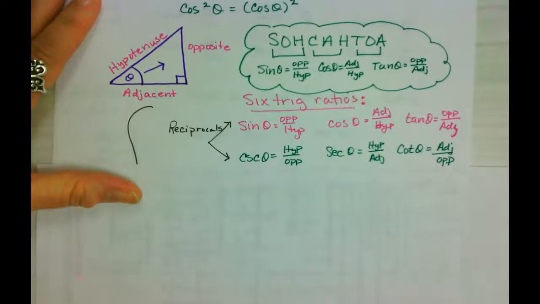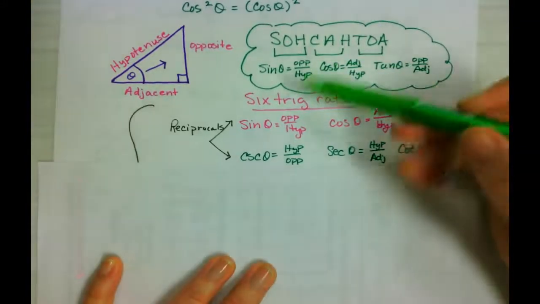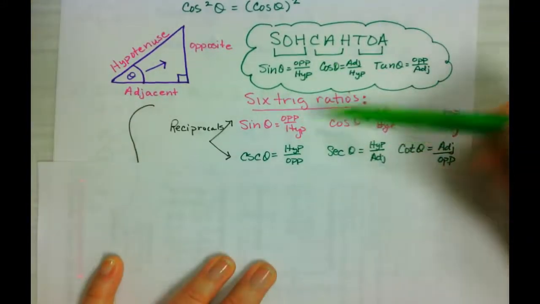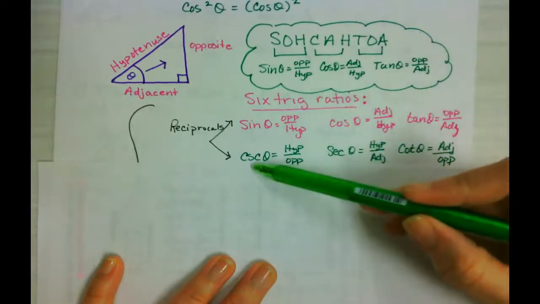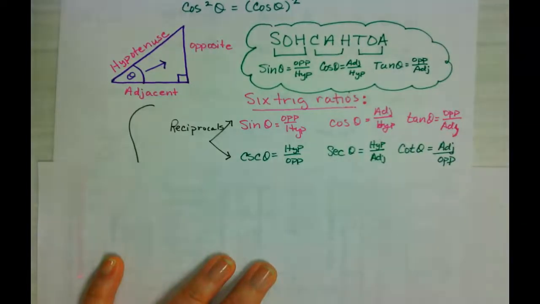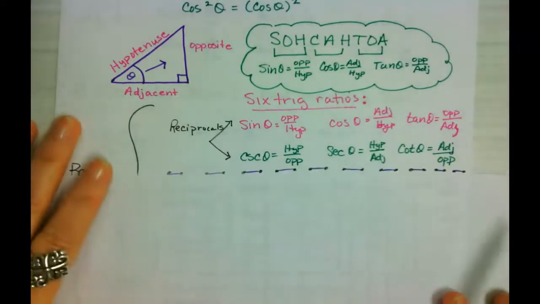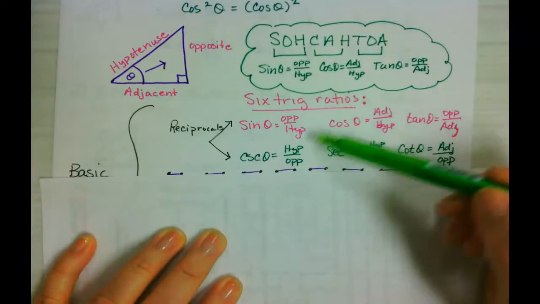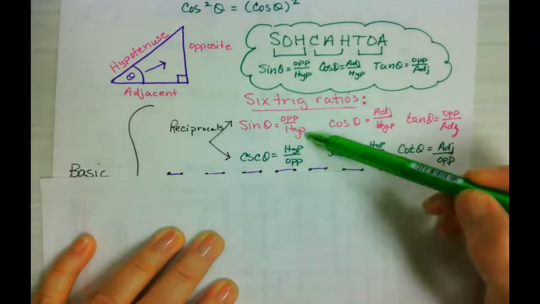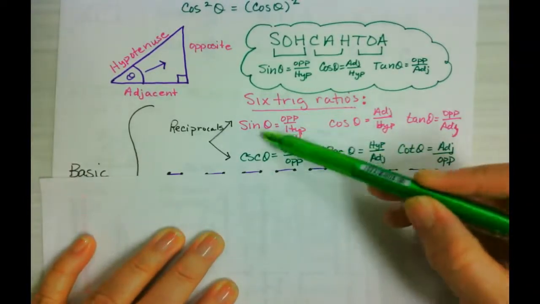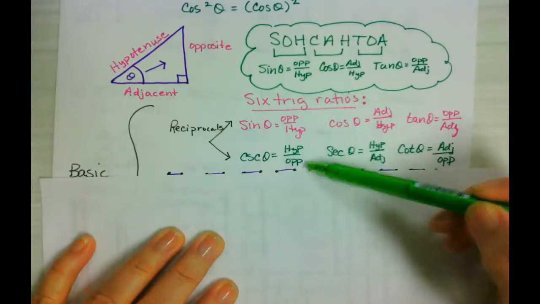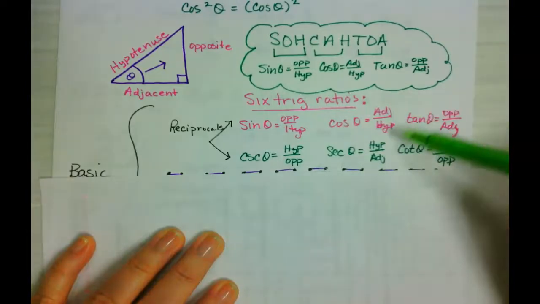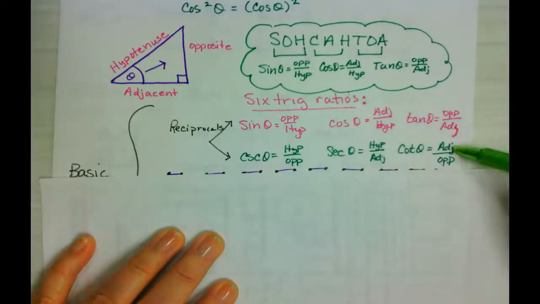There are actually 6 trig functions in total. We have sine, which we learned, and cosine and tangent from our SOHCAHTOA. But then we have cosecant, secant, and cotangent. So when we're doing the reciprocals, a reciprocal just turns the fraction upside down, right? So cosecant goes with sine, and I turn the ratio upside down, so now it's hypotenuse over opposite. And then secant goes with cosine, so that's hypotenuse over adjacent, and cotangent goes with tangent, that's adjacent over opposite.